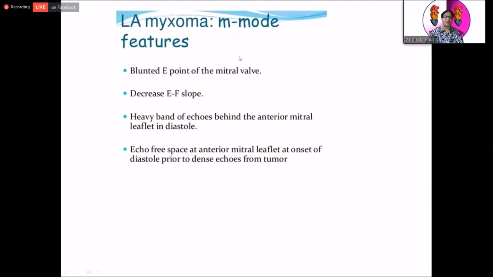Left atrial myxoma, we can assess by M-mode echo, a left atrial mass, usually myxoma. Here it also creates functional mitral stenosis, blunted E point of the mitral valve, decreased EF slope like mitral stenosis, a heavy band of echoes behind the anterior mitral leaflet in diastole, echo-free space at the anterior mitral leaflet at onset of diastole prior to dense echo from the tumor.